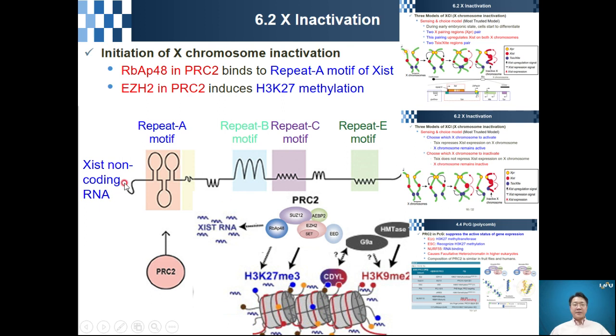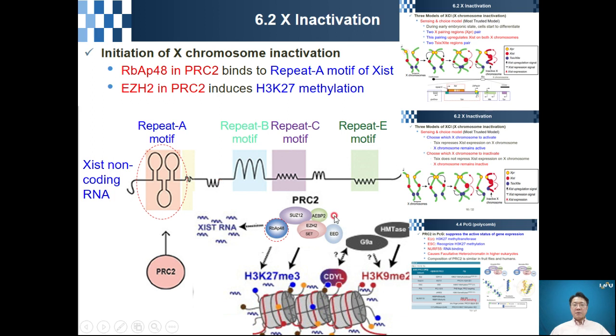This is the Xist non-coding RNA structure, which has a repeat A motif, repeat B, repeat C, and repeat E motif. Especially PRC2 binds to the repeat A motif of Xist. We learned that PRC2 has an RNA binding domain, especially RBAP48 in PRC2, which binds to the repeat A motif of Xist.